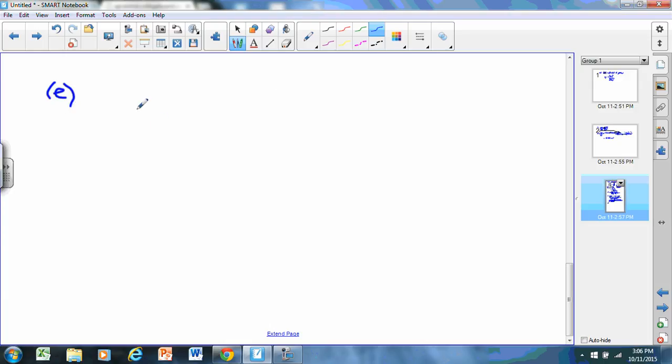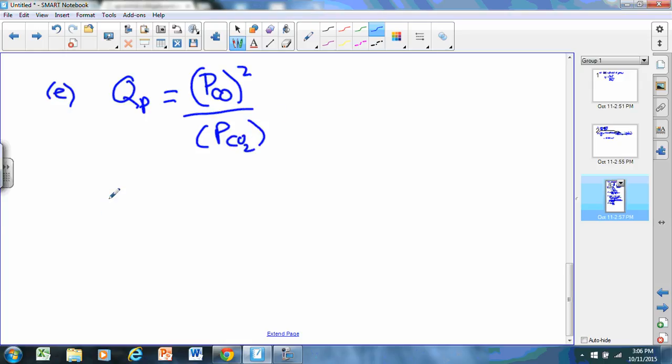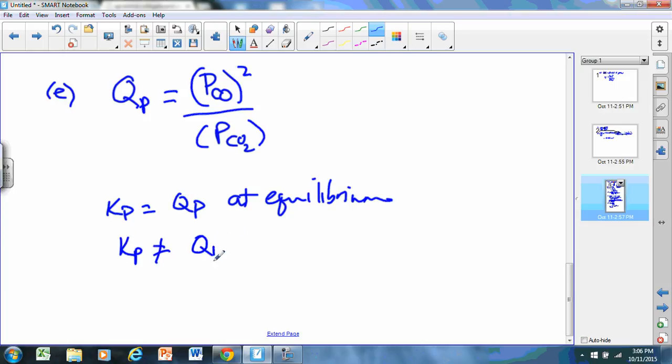Okay, this is the thing that my students have the most trouble with, this idea of the reaction quotient. I'm going to call it Q sub P, and it's calculated exactly the same way as the equilibrium constant. It just helps you determine if you're at equilibrium, because if Kp equals Qp, you're at equilibrium. And if Kp is not equal to Qp, you're not at equilibrium, if you remember that. And you know what? I don't memorize that greater than, less than.